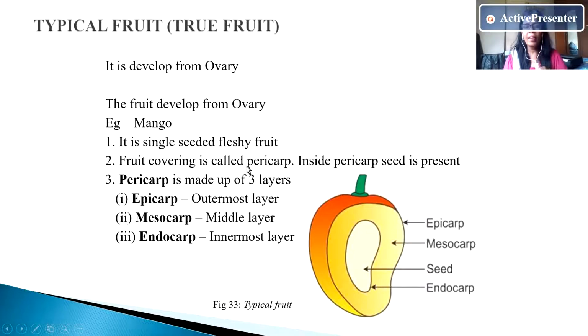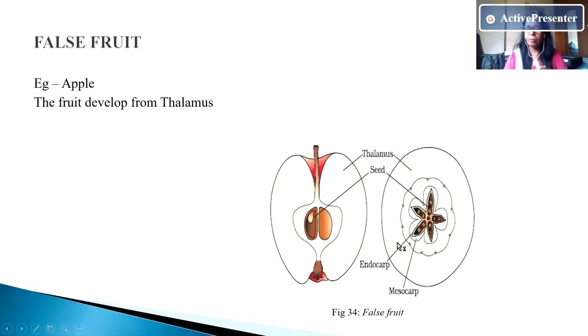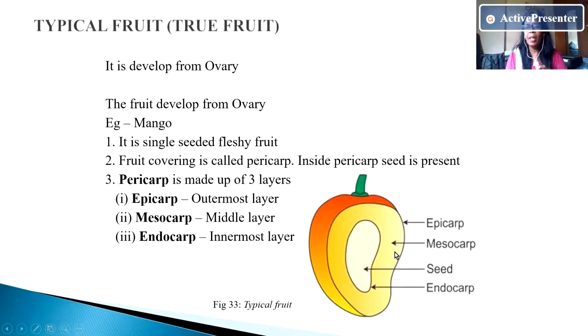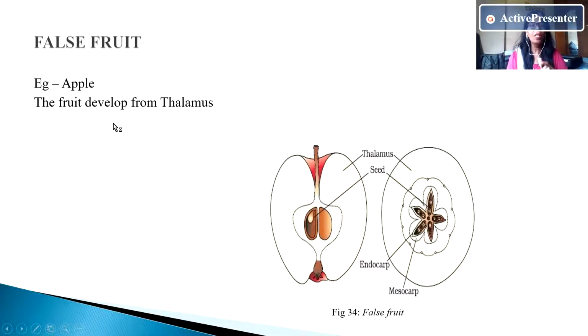The fruit covering is called pericarp. This is the pericarp, a three-layered pericarp. Inside the pericarp, the seed is present. The pericarp is made up of three layers. The outer skin is known as epicarp, then the middle one is the mesocarp and the inner one is the endocarp. Epicarp, mesocarp and endocarp together are known as the pericarp, the fruit wall. Inside, the seed is present. So this is the structure of a typical fruit, for example mango. False fruit, for example apple.